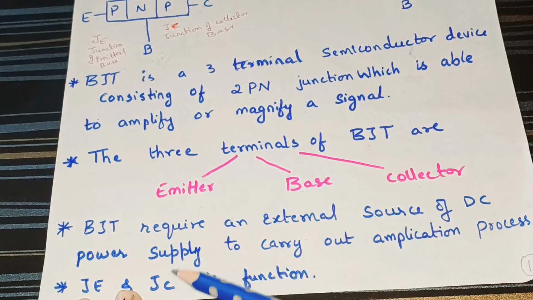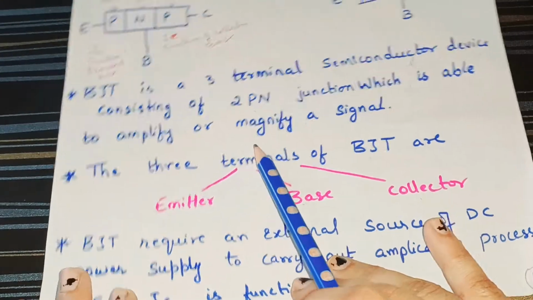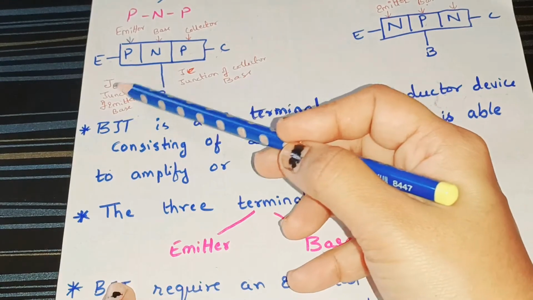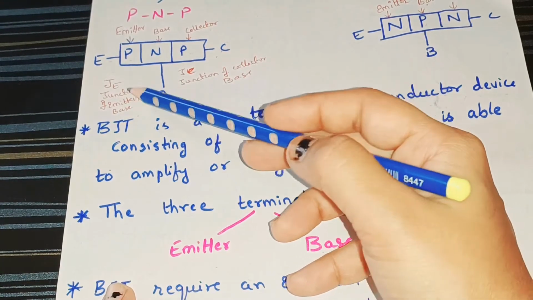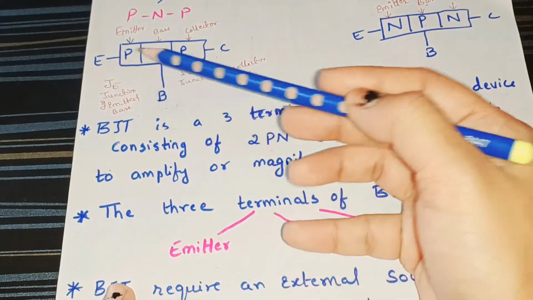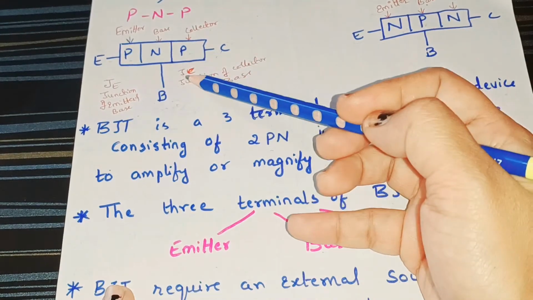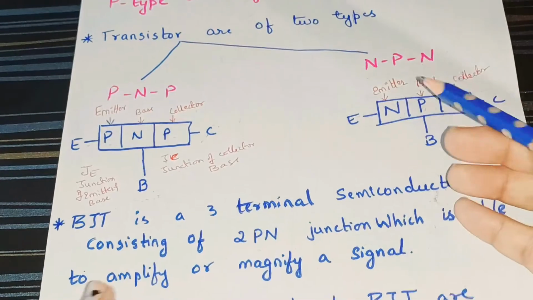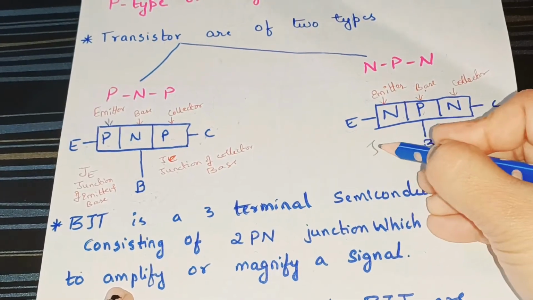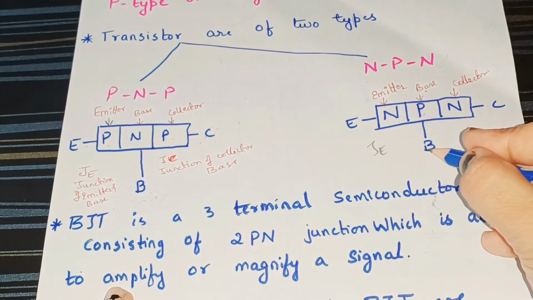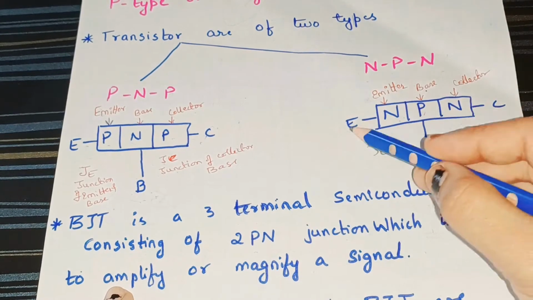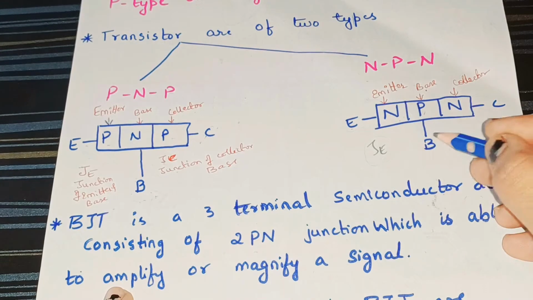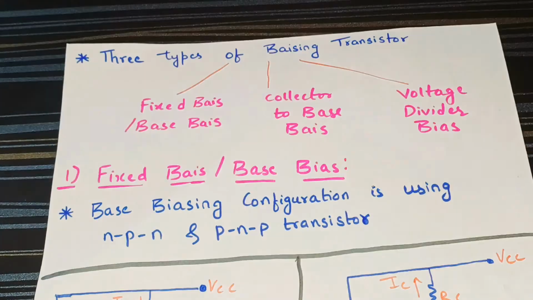Here JE and JC are junctions. So here we can see from emitter to base we have a junction, that is JE, and for base to collector we have the JC junction. Similarly for NPN we have JE, the emitter to base junction, and here we have JC from base to collector.